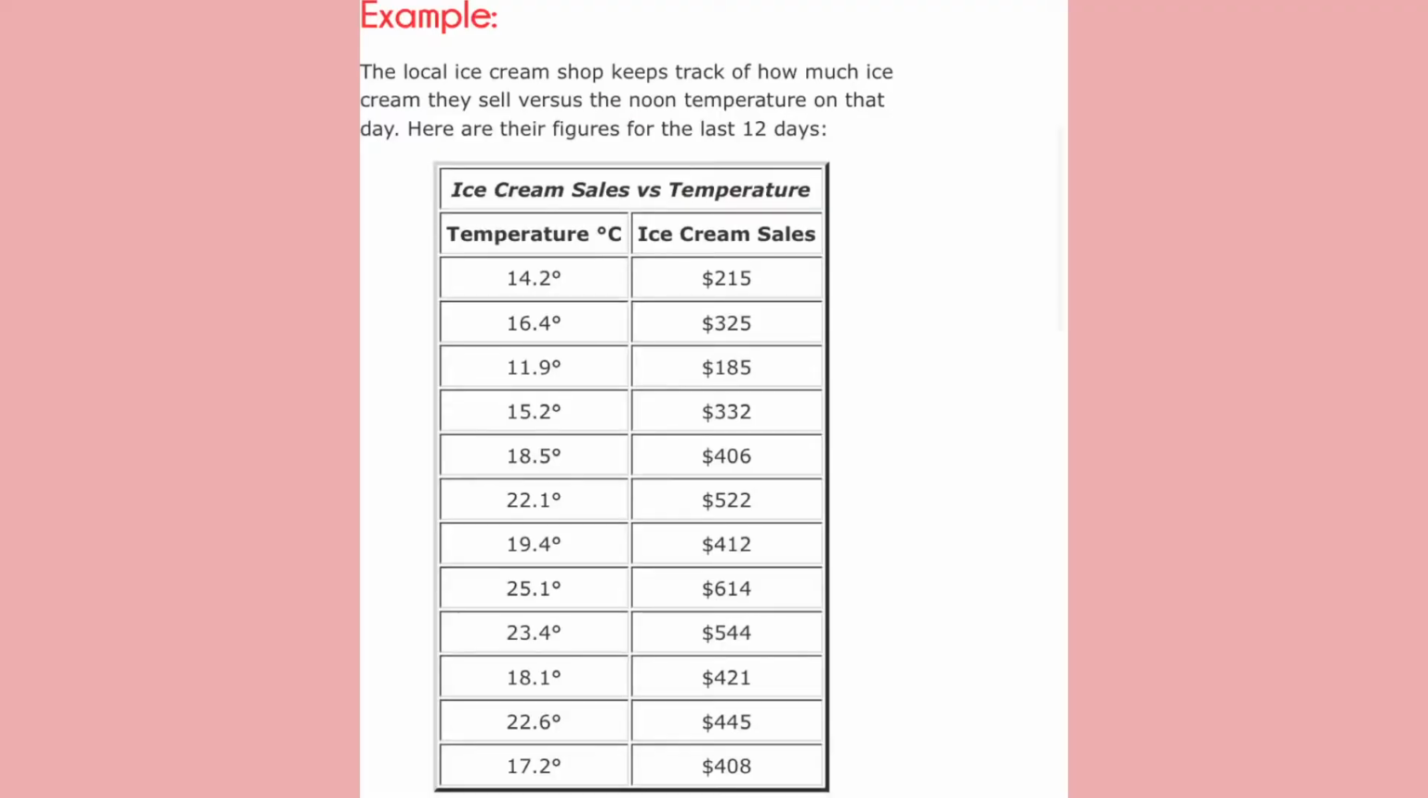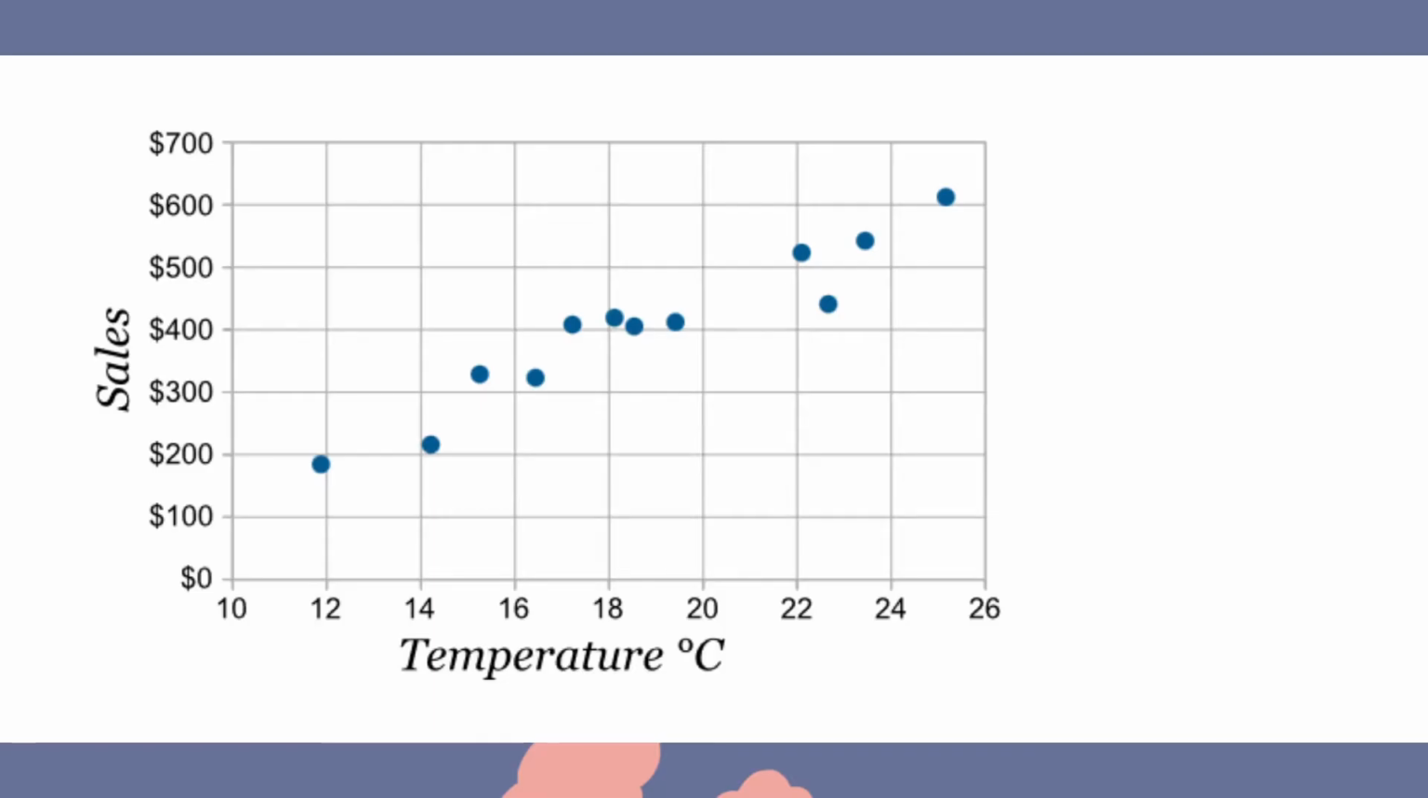Okay guys, as you can see, this is an example of a scatter diagram, and the data is for the last 12 days of selling ice cream. And the next picture shows the same data as a scatter plot. It is now easy to see that warmer weather leads to more sales, but the relationship is not perfect.